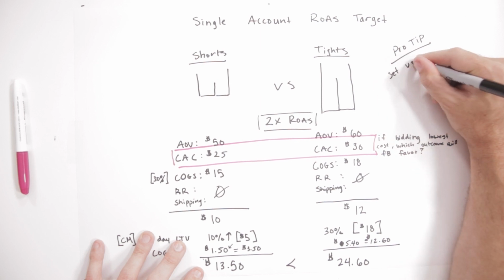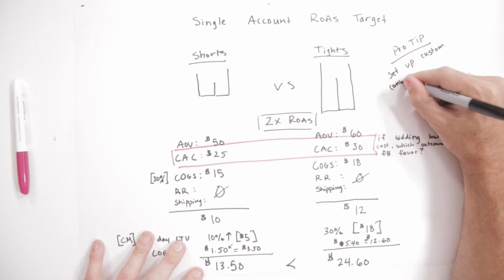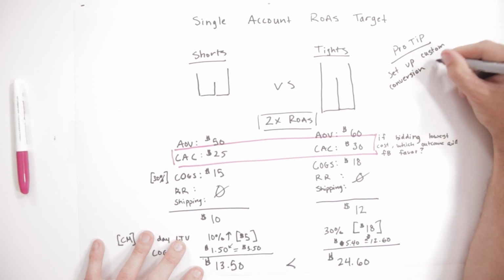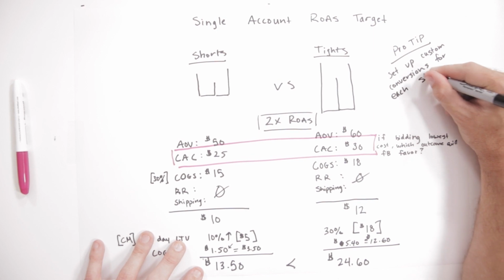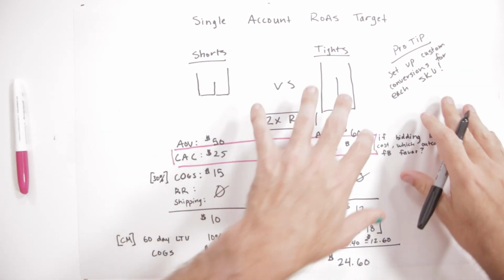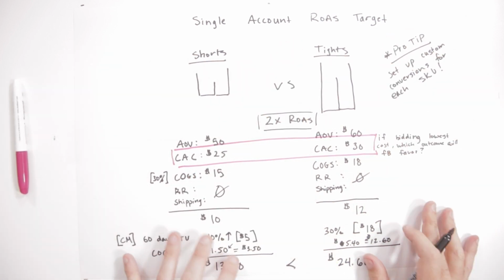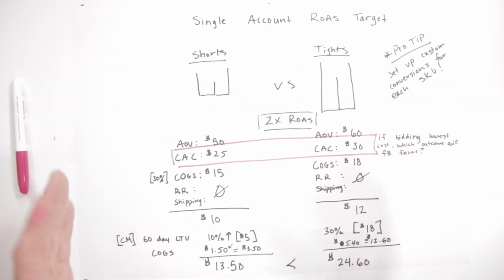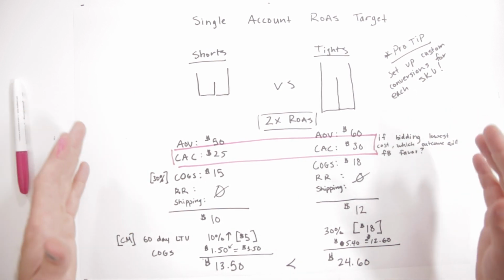Set up custom conversions for each SKU. Now when you run a campaign, you have a choice to both optimize against the individual product purchase that you want, or at the very least, you can set up your dashboard and see which products are being purchased and set your bid caps appropriately.